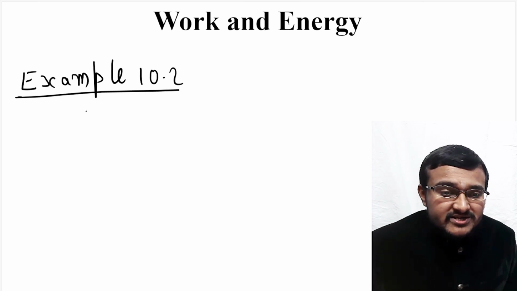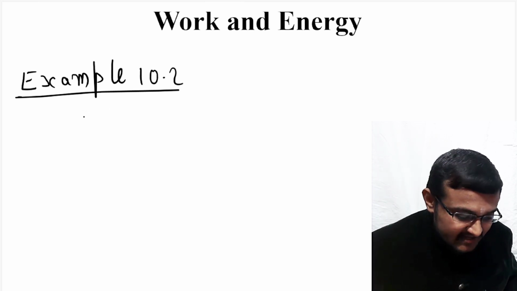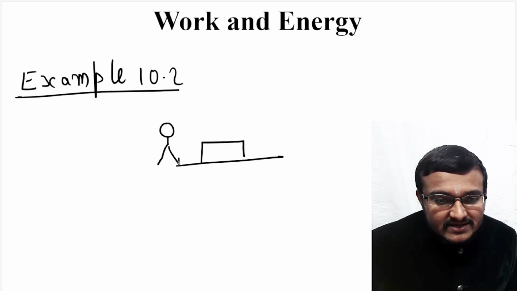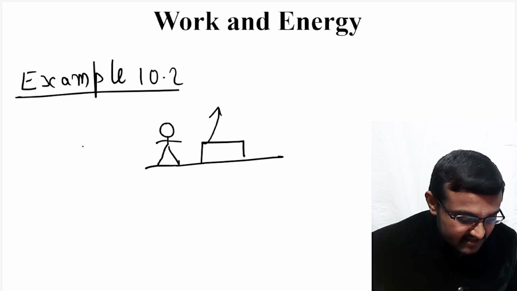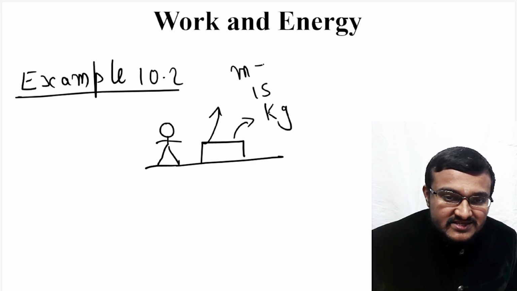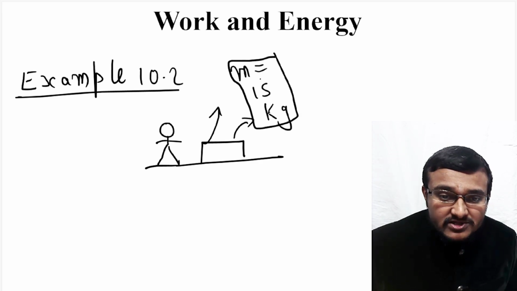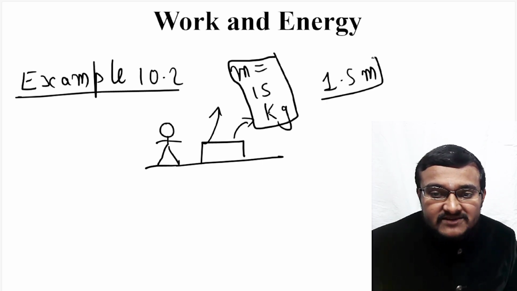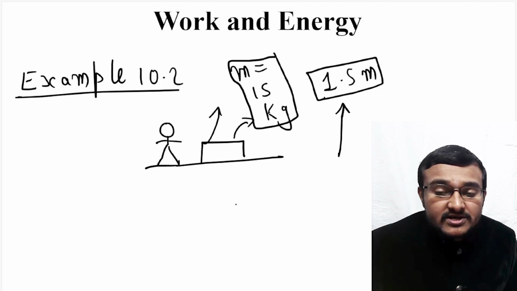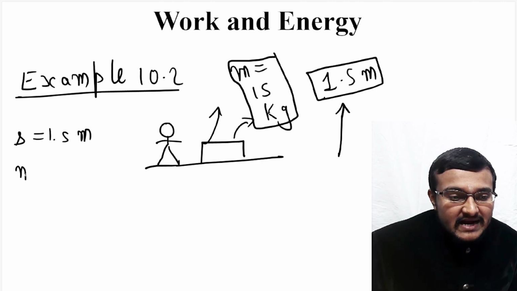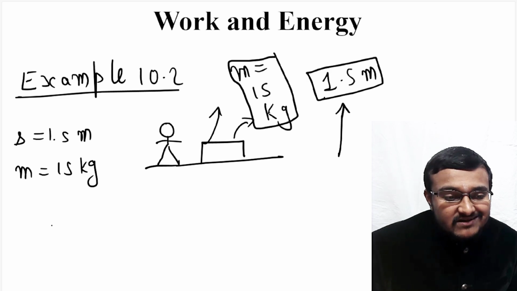Now if we try to understand example 10.2, here a porter lifts a luggage from the ground. There is a luggage on the ground and a porter is standing, and this porter lifts the luggage from the ground. The data given is the mass of the luggage, that is 15 kg, and he has lifted it 1.5 meter above the ground. So they have given the displacement, that is 1.5 meter, and the mass, that is 15 kg. Now you have to calculate the work done.